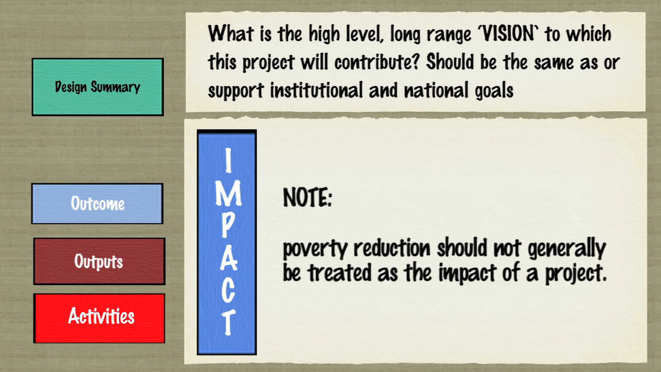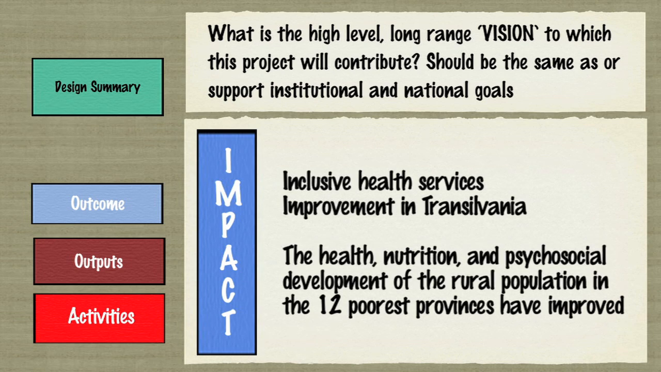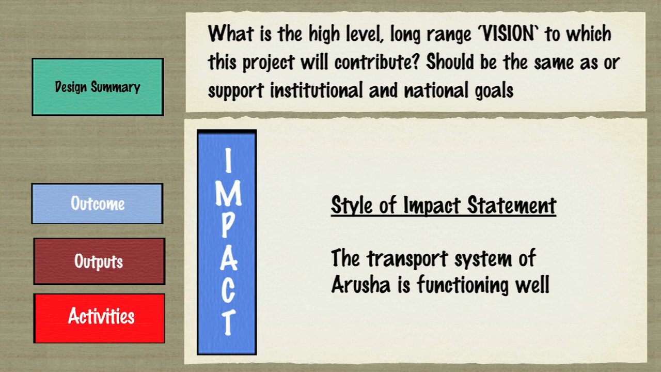Note that poverty reduction should not generally be treated as the impact of a project because there are so many steps between a project and the ultimate poverty reduction goal. Examples: inclusive health services improvement in Transylvania. The health, nutrition, and psychosocial development of the rural population in the 12 poorest provinces have improved. In our earlier example, the transport system of ABC is functioning well. These are good examples of impact statements. They are succinct, specify the impact expected, and aimed at precise target beneficiaries.